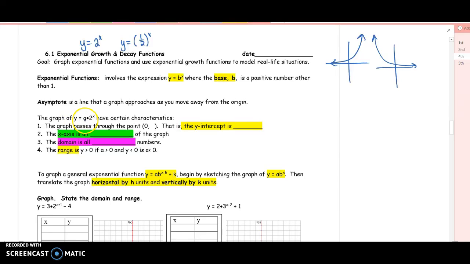The graph of y equals a times 2 to the x has certain characteristics worth noting. The first thing is that the graph passes through the point (0, a). So whatever number is multiplied in front of the exponential growth or decay function is a point on the graph, (0, a). That means the y-intercept is a. That's a handy thing to know so that as you're graphing these, you can check that you did it correctly. The x-axis is an asymptote of the graph.